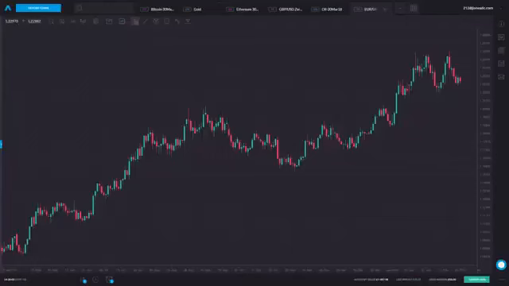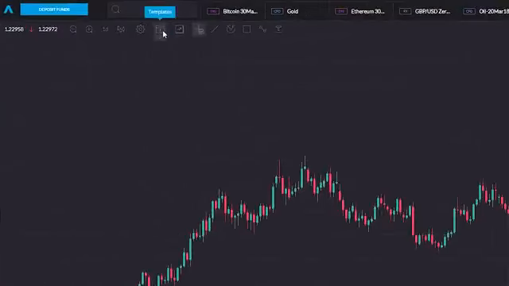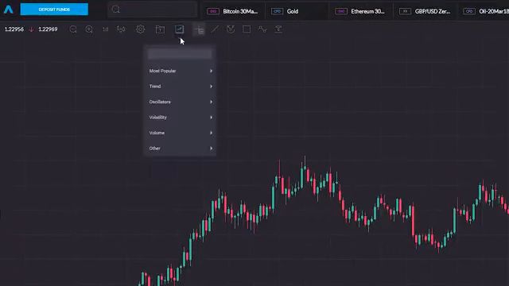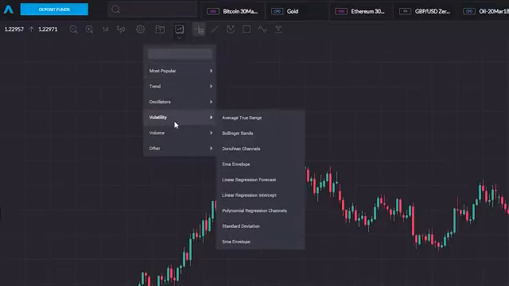Let's take a look at Euro-Dollar as our sample market. Let's start with a clean chart, just daily candlesticks. We'll add the Bollinger Bands in. We access them from indicators. There are various splits for the indicators. You can access Bollinger Bands from most popular, or otherwise you can go into volatility and they're in there. So let's click on Bollinger Bands.